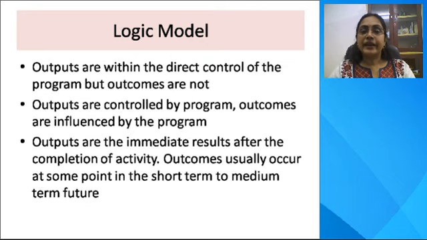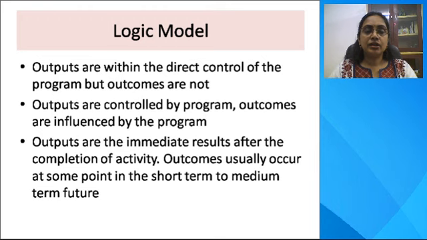Outputs are within the direct control of the program, but outcomes are not. You can make people knowledgeable, but you cannot make people practice something. So you can tell people that boiling water is good, they are convinced about it, but until and unless they actually start boiling water, that is not an outcome. Outputs are controlled by the program, outcomes are influenced by the program.